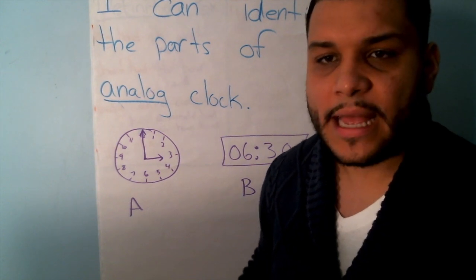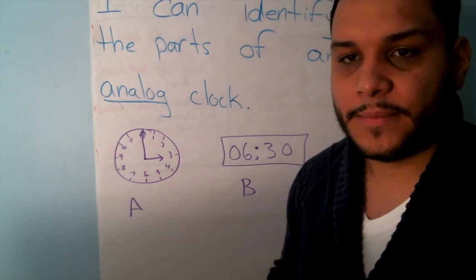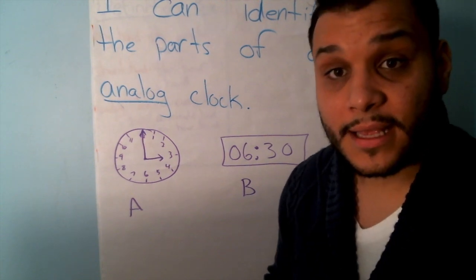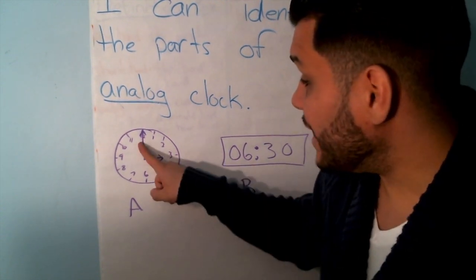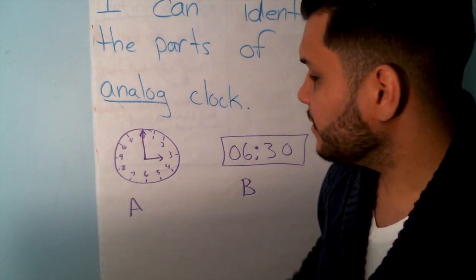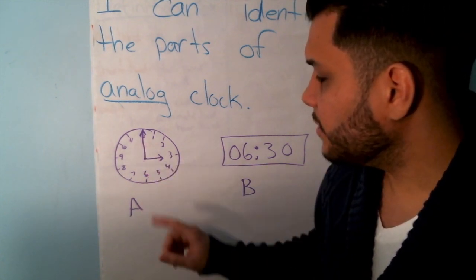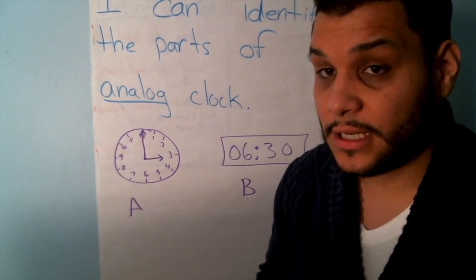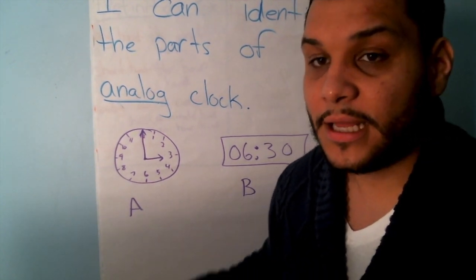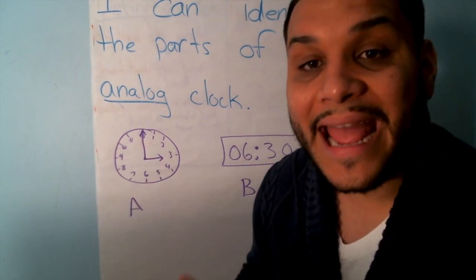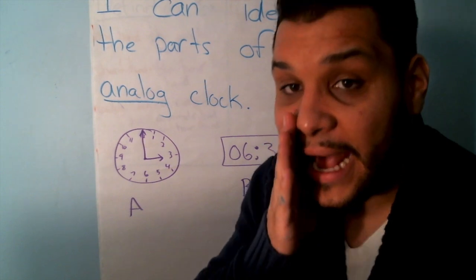What else do we have on our analog clock? Awesome. We have arrows. How many arrows do we have? 1, 2. Now I'm going to let you in on a little secret, and we're going to talk about this later on. But we don't call these arrows. What we call these are hands. Say it with me, hands.